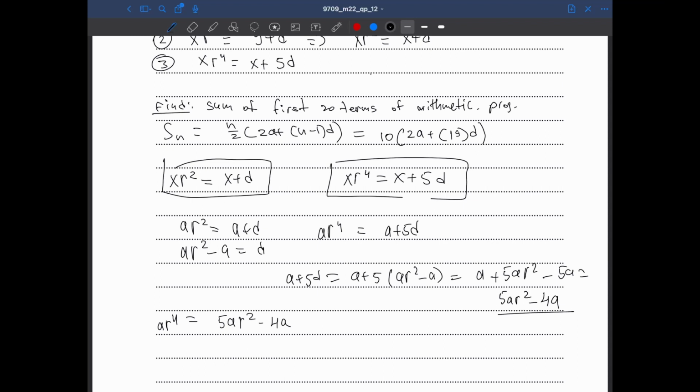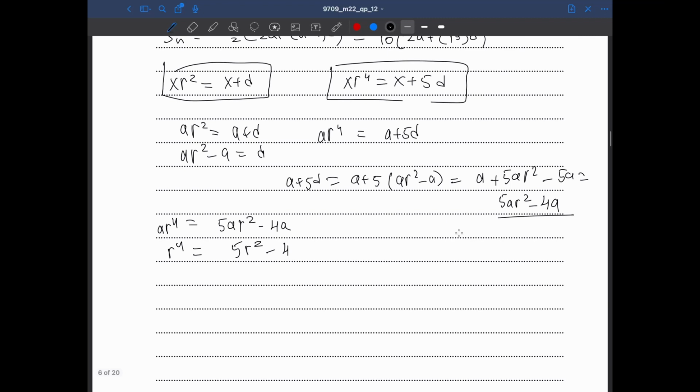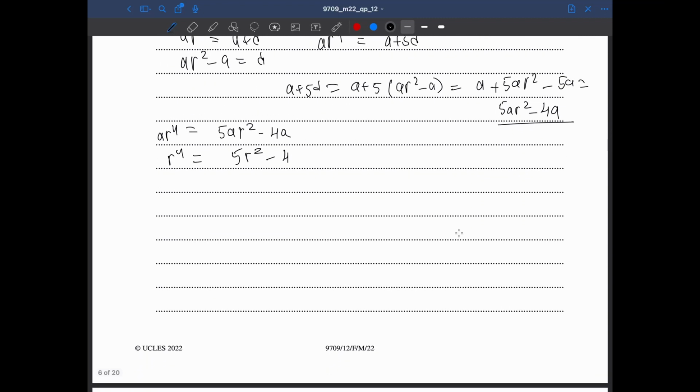Let's divide by a. So we have r to the power 4 equals 5r squared minus 4. All right, so we're achieving a quadratic equation for r. Okay, and now let's move things to the other side. So we have r to the power 4 minus 5r squared plus 4 equals 0. And now let's set r squared equal to, what can we set it equal to? Just to make things simple.